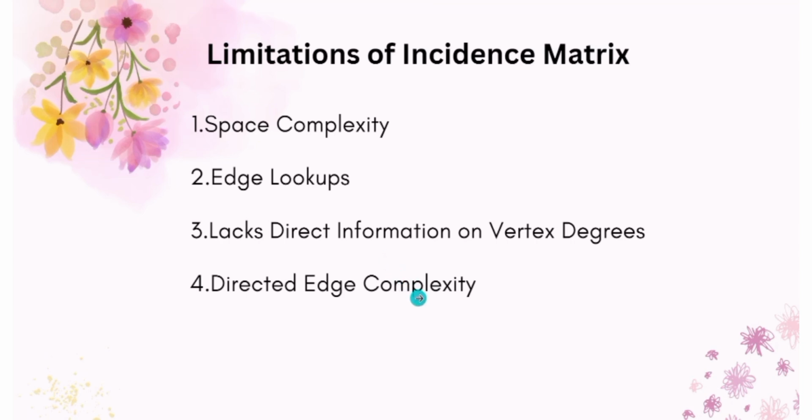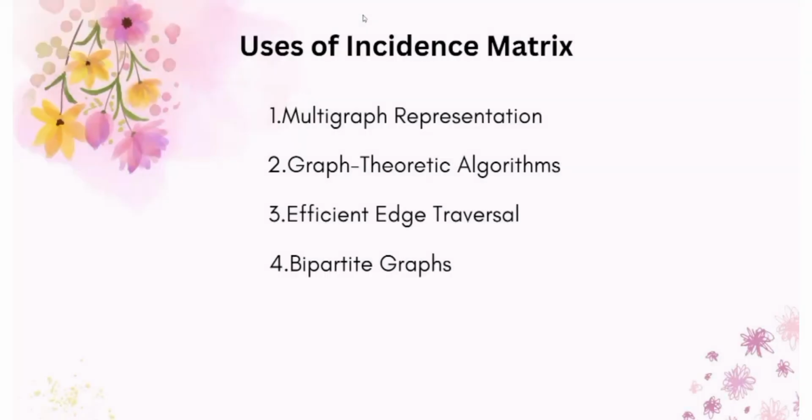Directed edge complexity. For a directed graph, the matrix must include values like minus 1 and 1 to distinguish start and end vertices, which adds complexity to interpreting and maintaining the matrix. Now let's see uses of incidence matrix. Incidence matrices easily represent multi-graphs as each edge has a dedicated column.